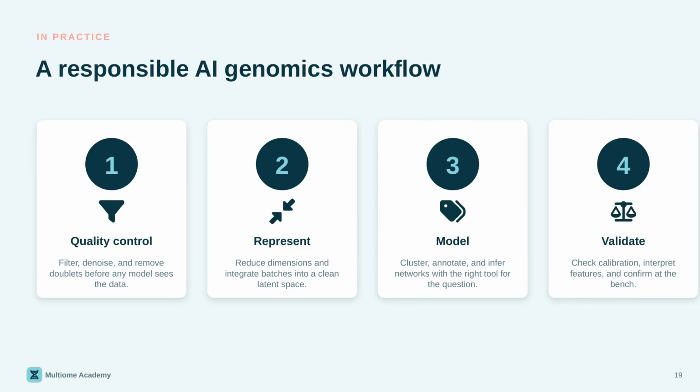A responsible workflow ties this together. First, quality control. Filter, denoise, and remove doublets. Second, represent. Reduce dimensions and integrate batches. Third, model, cluster, annotate, and infer networks. And fourth, validate. Check calibration, interpret features, and confirm at the bench.